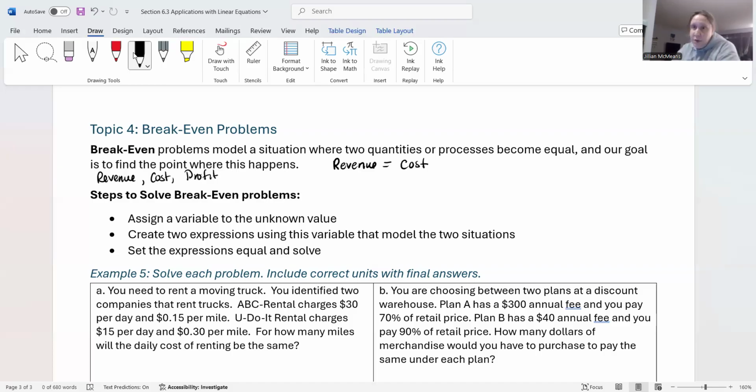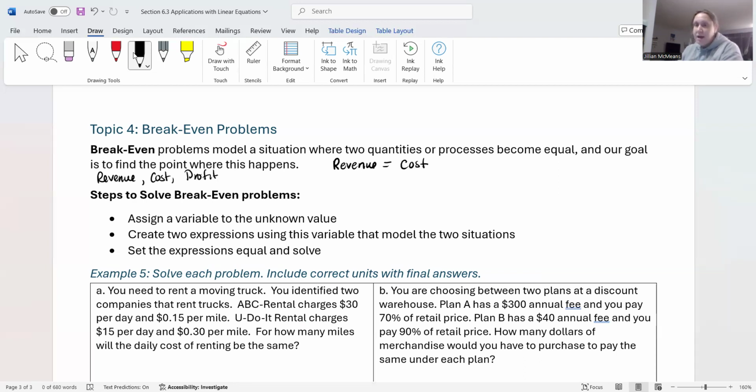Now, steps to solve the break-even problems. This is another consistent type of problem where if you have a situation like this, you can set it up in a similar format. So each problem is going to be slightly different. There's no tried and true way to solve any type of word problems, but these are similar enough that you can follow the same general process, okay? And that process is to assign a variable to the unknown value.